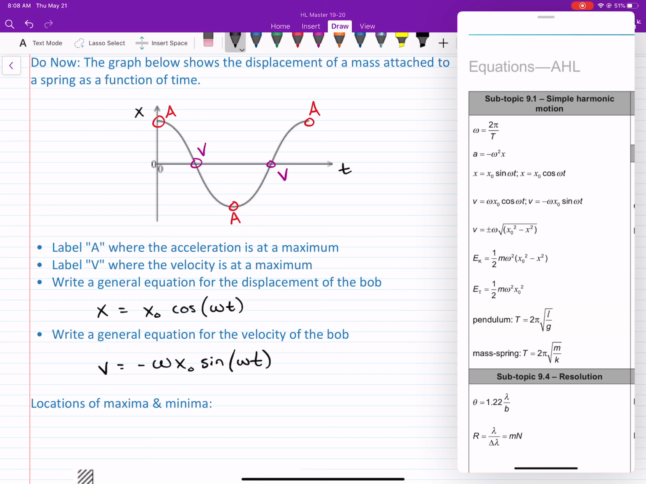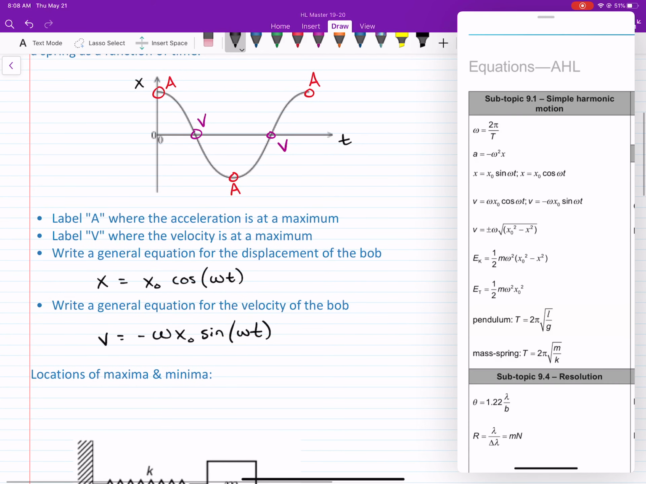I mentioned a lot of derivatives in the last class, the last lesson that we looked at, but again, that's really not necessary because they're given both to you in the data booklet over there. All right, so let's get into today's lesson.